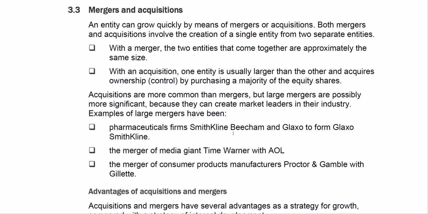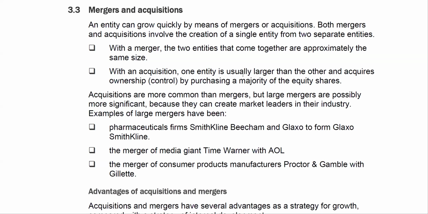So let's look at mergers and acquisitions, which is external development. Now, an entity can grow quickly by means of mergers or acquisitions, right? Both mergers and acquisitions involve the creation of a single entity from two separate entities. With a merger, the two entities that come together are approximately the same size. So if it is two companies of the same size coming together, it's a merger.